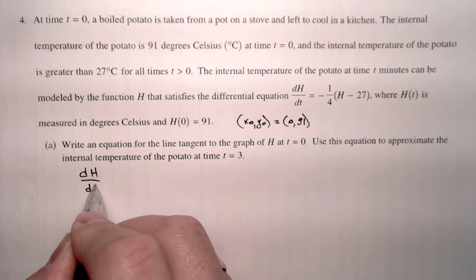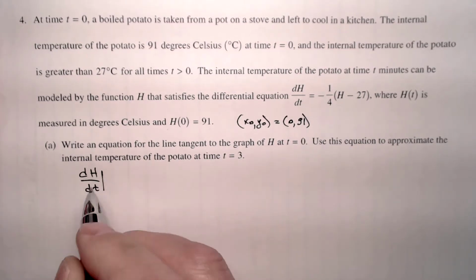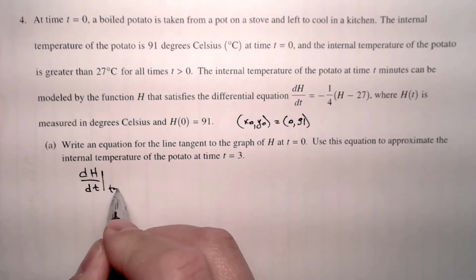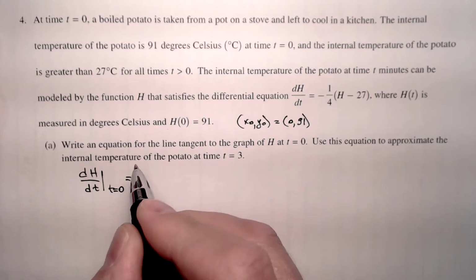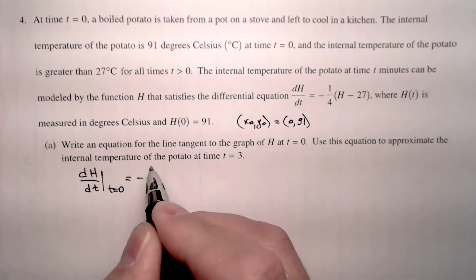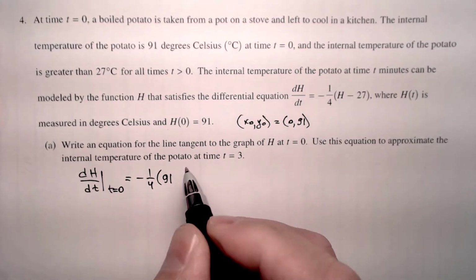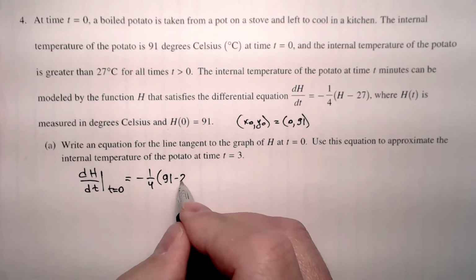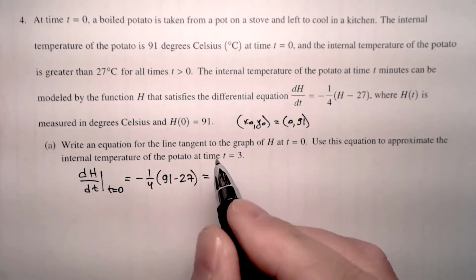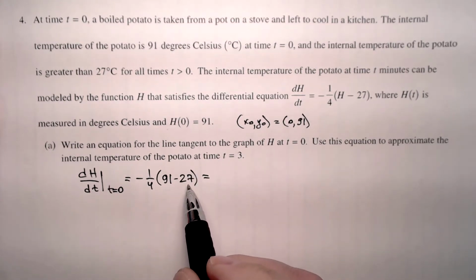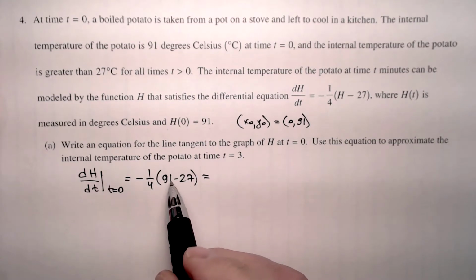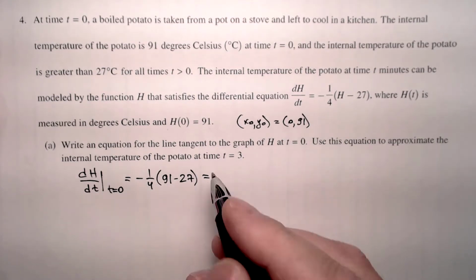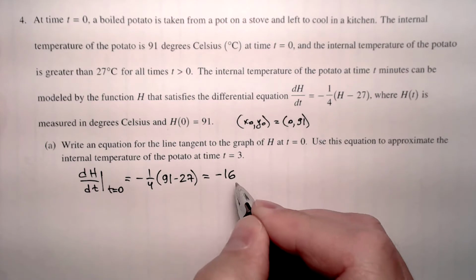So dh over dt at time t equals 0 is equal to negative 1/4 times 91, this is the value of h at time 0, minus 27, which is 91 minus 27 is 64. 64 divided by 4 is 16, so it's negative 16.